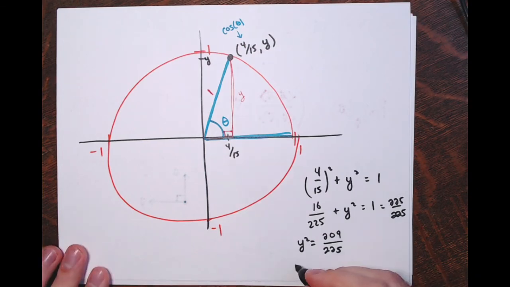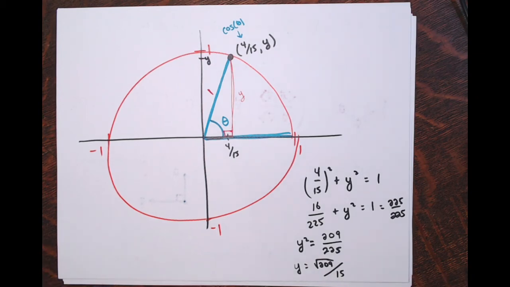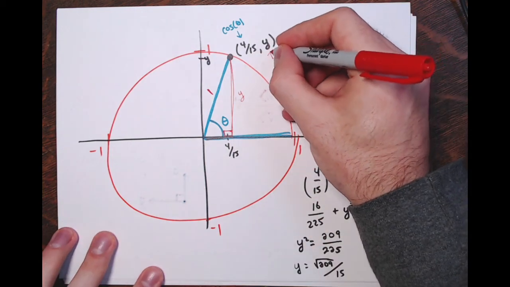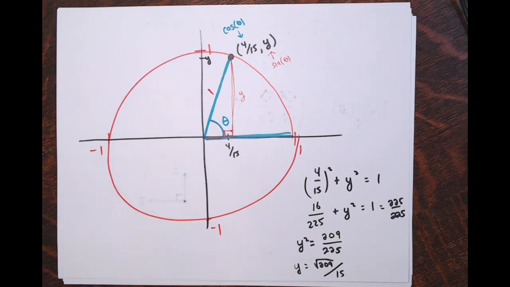And then take the square root. So y equals the square root of, now the square root of the numerator, I'll leave as the square root of 209. And we should know that, based on earlier, the square root of 225 is 15. So the square root of 209 in the numerator, 15 in the denominator, that would be the y-coordinate. And remember, the y-coordinate is the sine of the angle that's drawn here, right? Of an angle drawn in standard position that ends at some point on the unit circle.